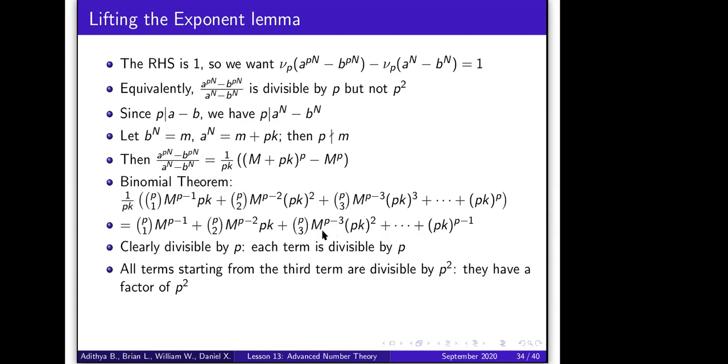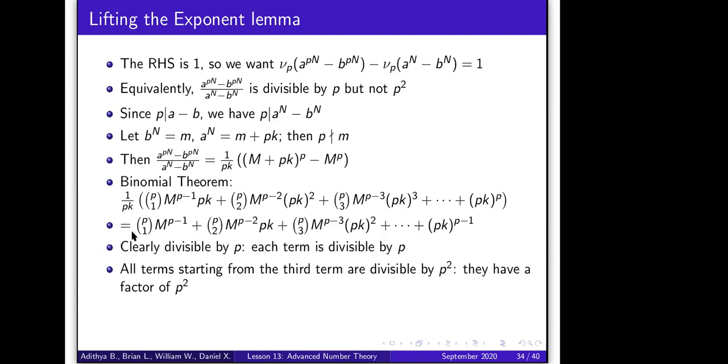The second term actually also happens to be divisible by P squared. You have one factor of P from Pk. But then P also divides P choose 2, if P is odd. This doesn't work when P equals 2, which is why this statement of the lemma requires that P is odd. But if P is odd, then P divides P choose 2. So the second term is also divisible by P squared.